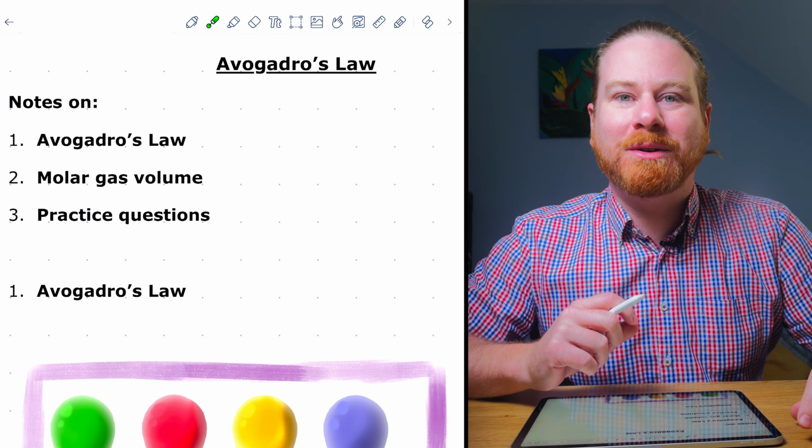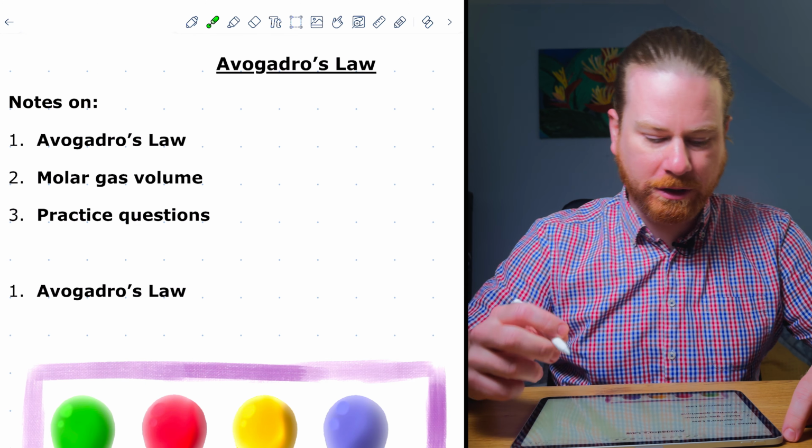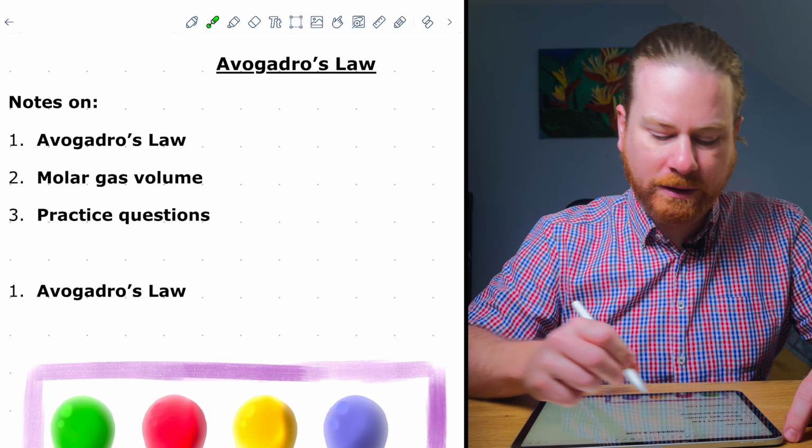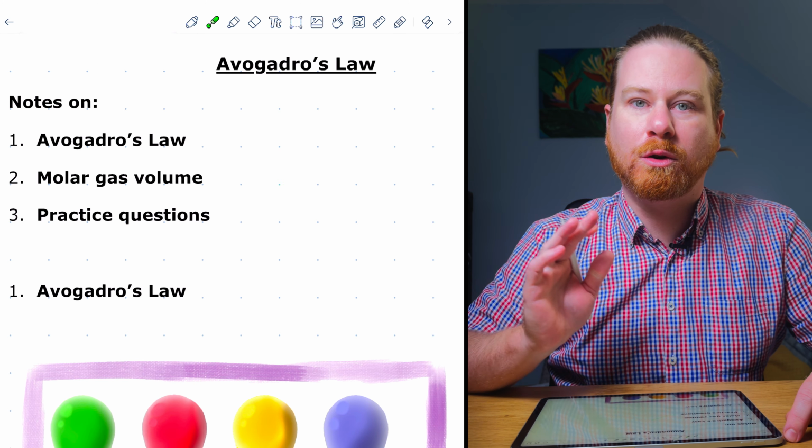Now, on to gases, and our main man, Avogadro, is here again, and today we will be looking at his law, the final equation triangle, and some practice questions.